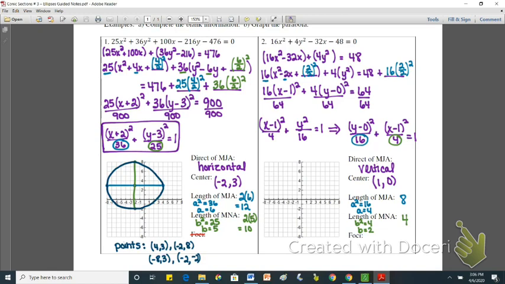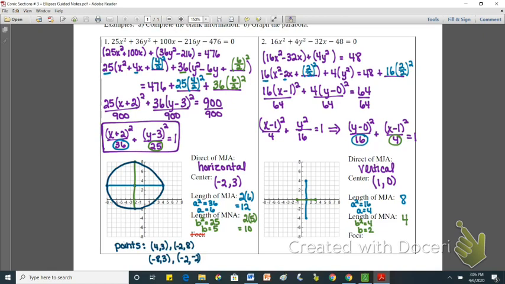So let's graph it. First thing I always plot is my center. So 1, 0. Now my vertical is a vertical ellipse, so my major axis goes up and down. So I go up 4 and I go down 4. Okay. That right there is my major axis. My minor axis, b equals 2, so I go 2 to the left and 2 to the right. That is my minor axis. Therefore, those are my points.